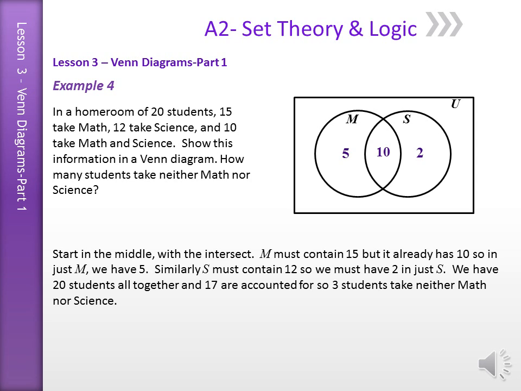The question told us that we had 20 students altogether, but at this point we only have 17 accounted for, the 5, the 10, and the 2. So we still need 3 more students. These 3 students will be in the universal set, but not in M or S, and that means 3 students took neither math nor science.